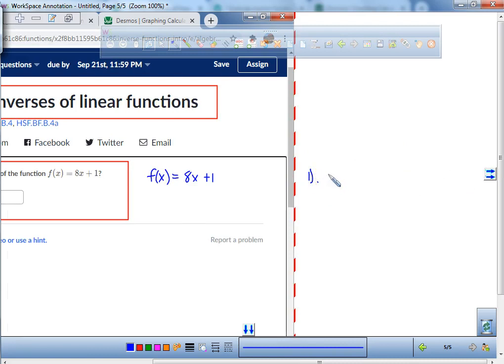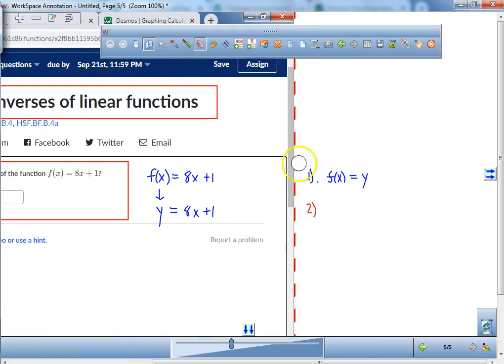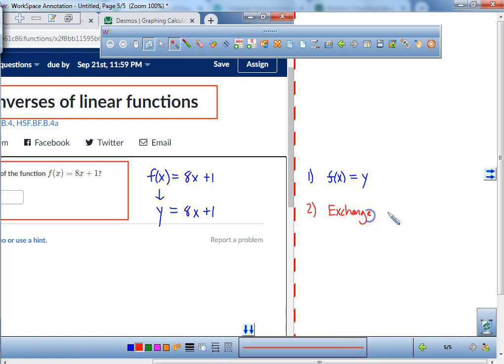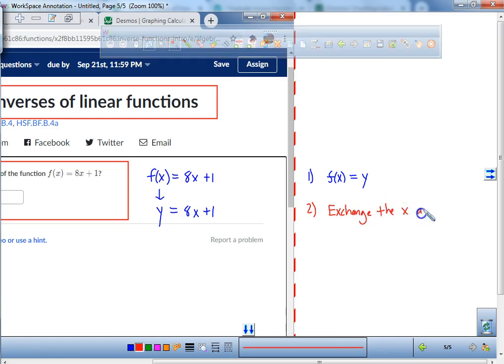Step number 1, I want you to change f of x to y equals. So I want you guys right here to make this y equals 8x plus 1. That's step number 1. Step number 2, what I would like you to do is exchange or swap the x and the y. So we're going to put x equals 8y plus 1.